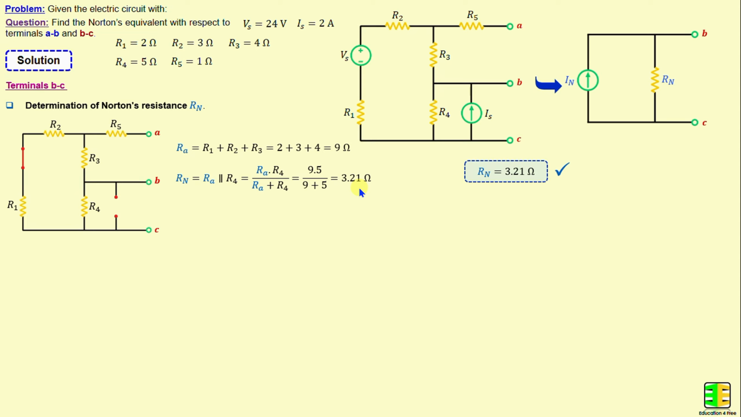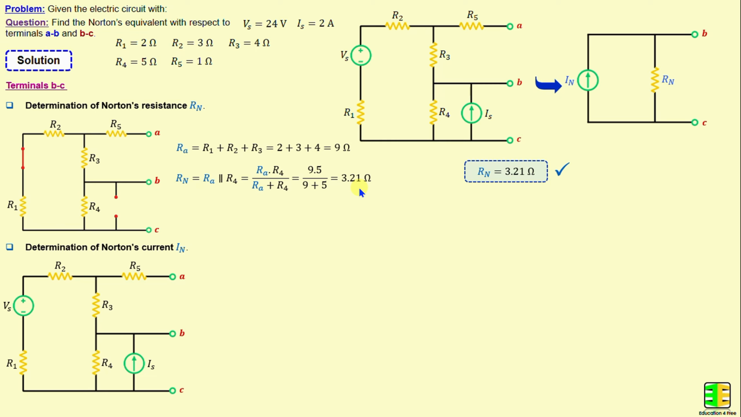After finishing the determination of the Norton's resistance, we proceed to calculate the Norton's current In. The Norton's current is basically the short circuit current calculated between terminals B and C. The resistance R4 is short circuited, meaning no current flows through the resistor R4.